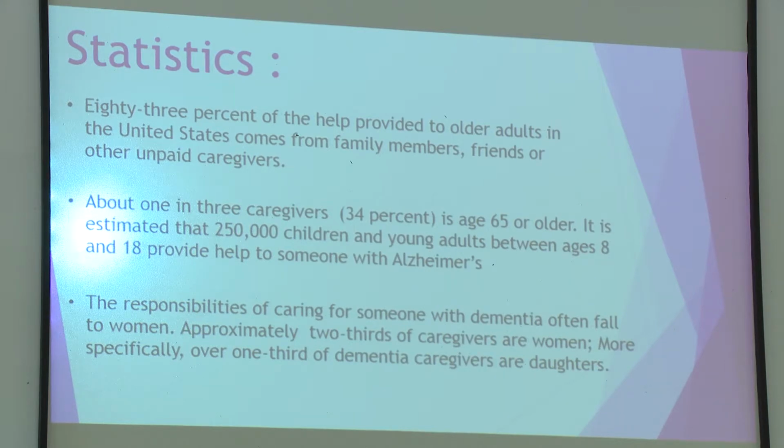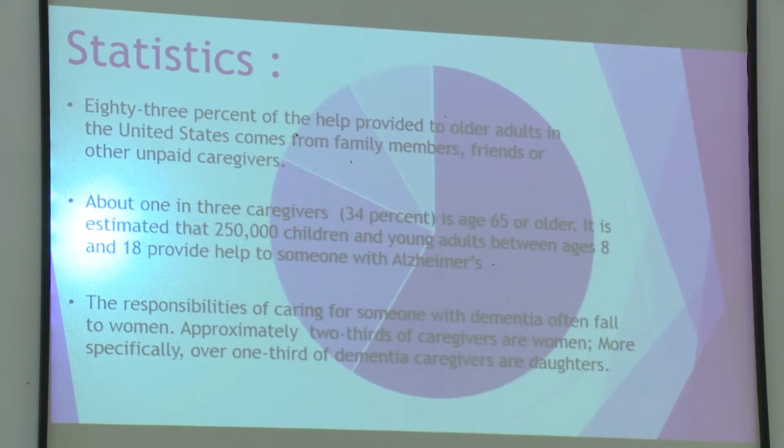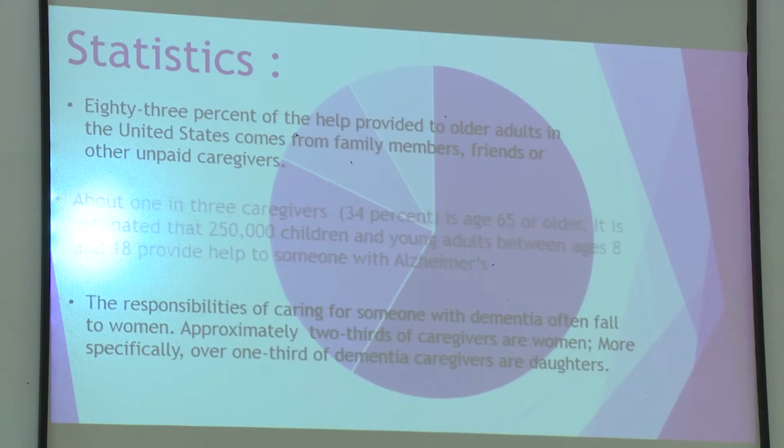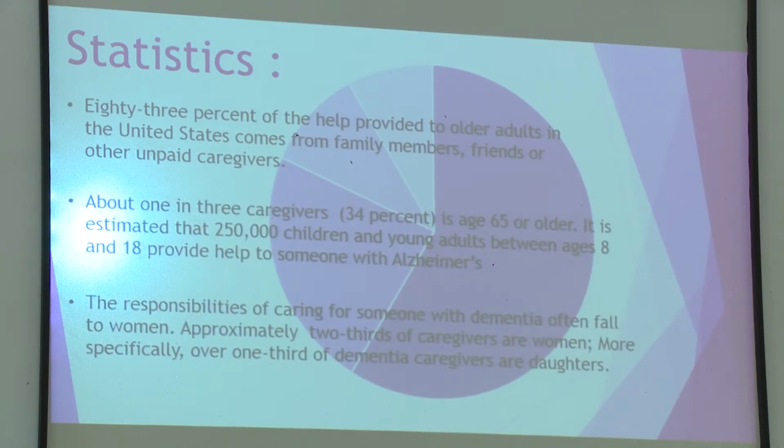83% of the help provided to older adults in the United States comes from family members, friends, or other unpaid caregivers. About 1 in 3 caregivers is 65 or older, and it is estimated that 250,000 children and young adults between ages of 8 and 18 provide help to someone with Alzheimer's. The responsibility of caring for someone with dementia often falls to women. Approximately 2/3 of caregivers are women, and more specifically, over 1/3 of dementia caregivers are daughters.